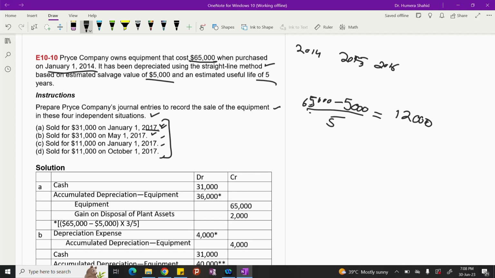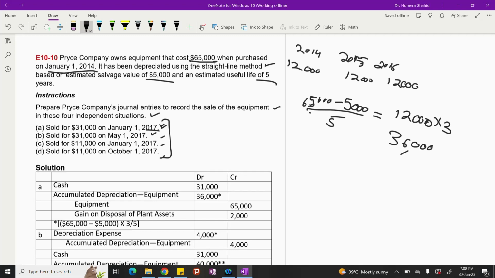Okay. Now let's move on towards checking, do we have a gain or loss? So 12,000 second year and also 12,000 third year. You can also multiply it with 3. So that will be 36,000 accumulated depreciation.